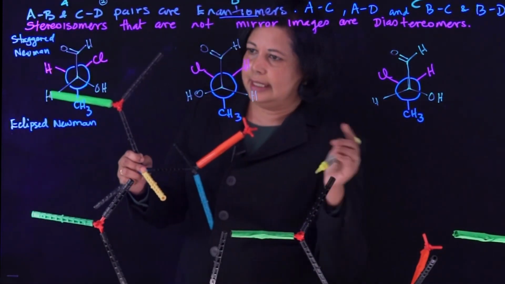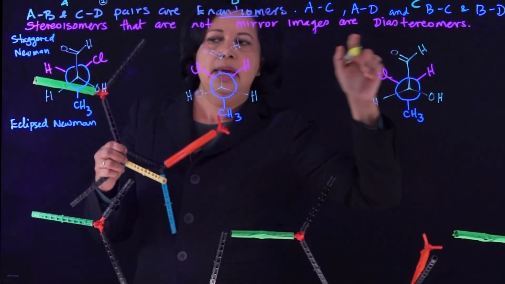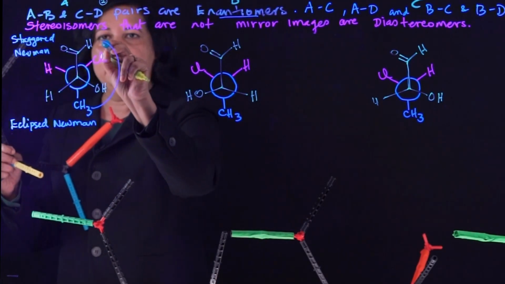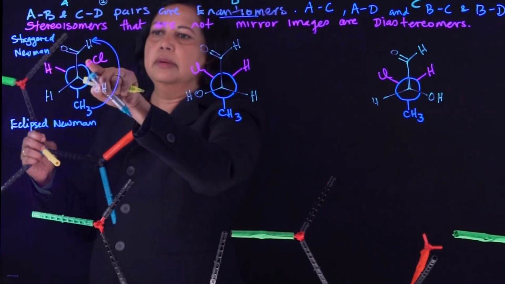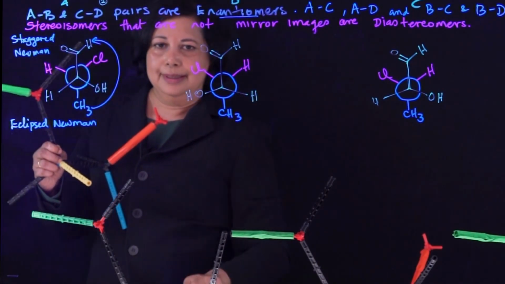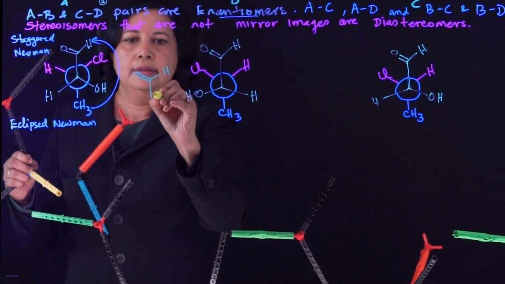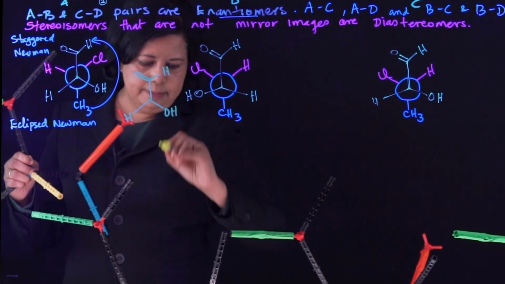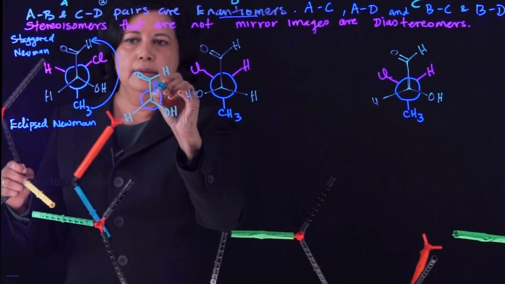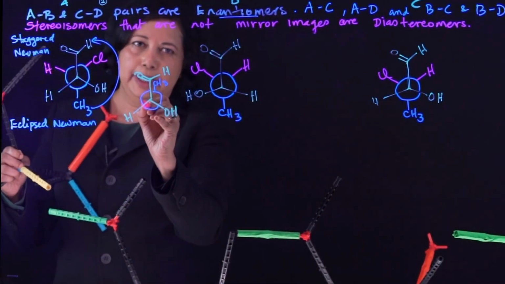So let's draw out the eclipsed Newman for all of them. We're going to keep the front carbon the same and just rotate the back carbon, all of the back carbons, 180 degrees. So when you rotate the back carbon 180, the chlorine will be here, the hydrogen will be here, and the methyl will be here, for example. Okay, so let's do it. I'm going to draw it right here, eclipsed. Keep the front the same. Back carbon is going to be rotated, methyl goes up, and chlorine and hydrogen are going to come over here.